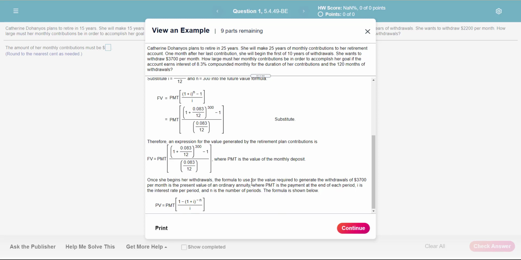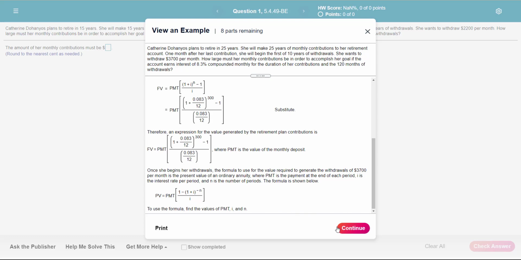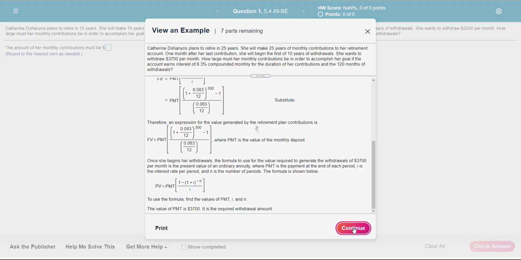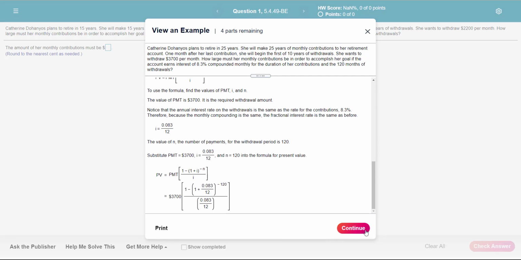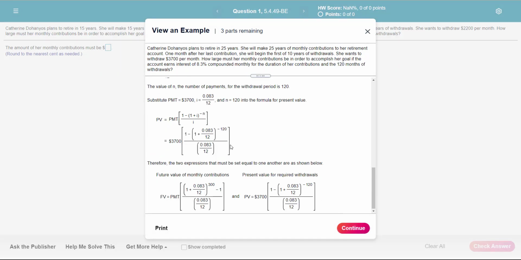So right here it says once she begins the withdrawals. Okay, so all this was the future value formula. Should kind of sort of look familiar. We don't do this by hand. We do it in Excel. And then it shows the present value, and they plug all the values into the present value. Okay, so there's the present value formula right here.